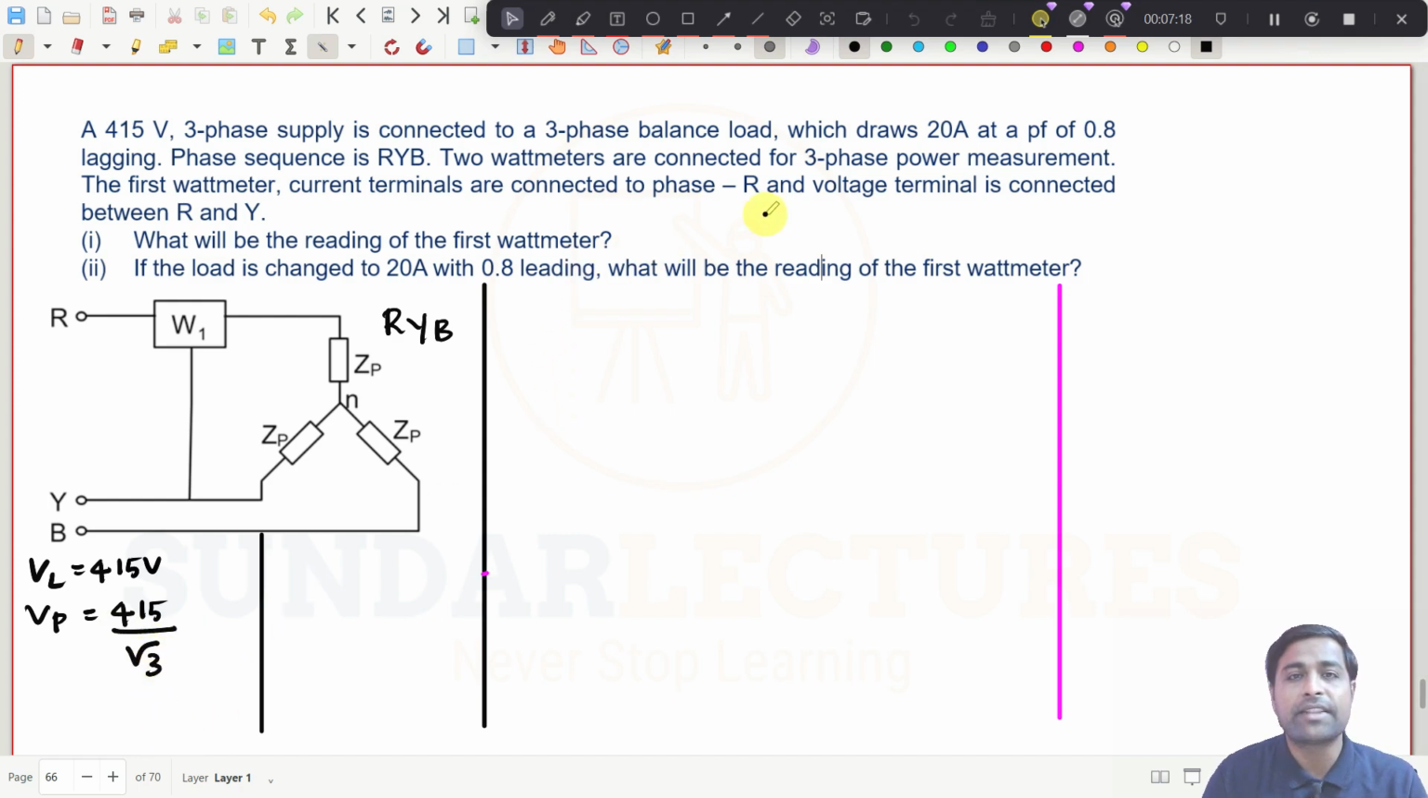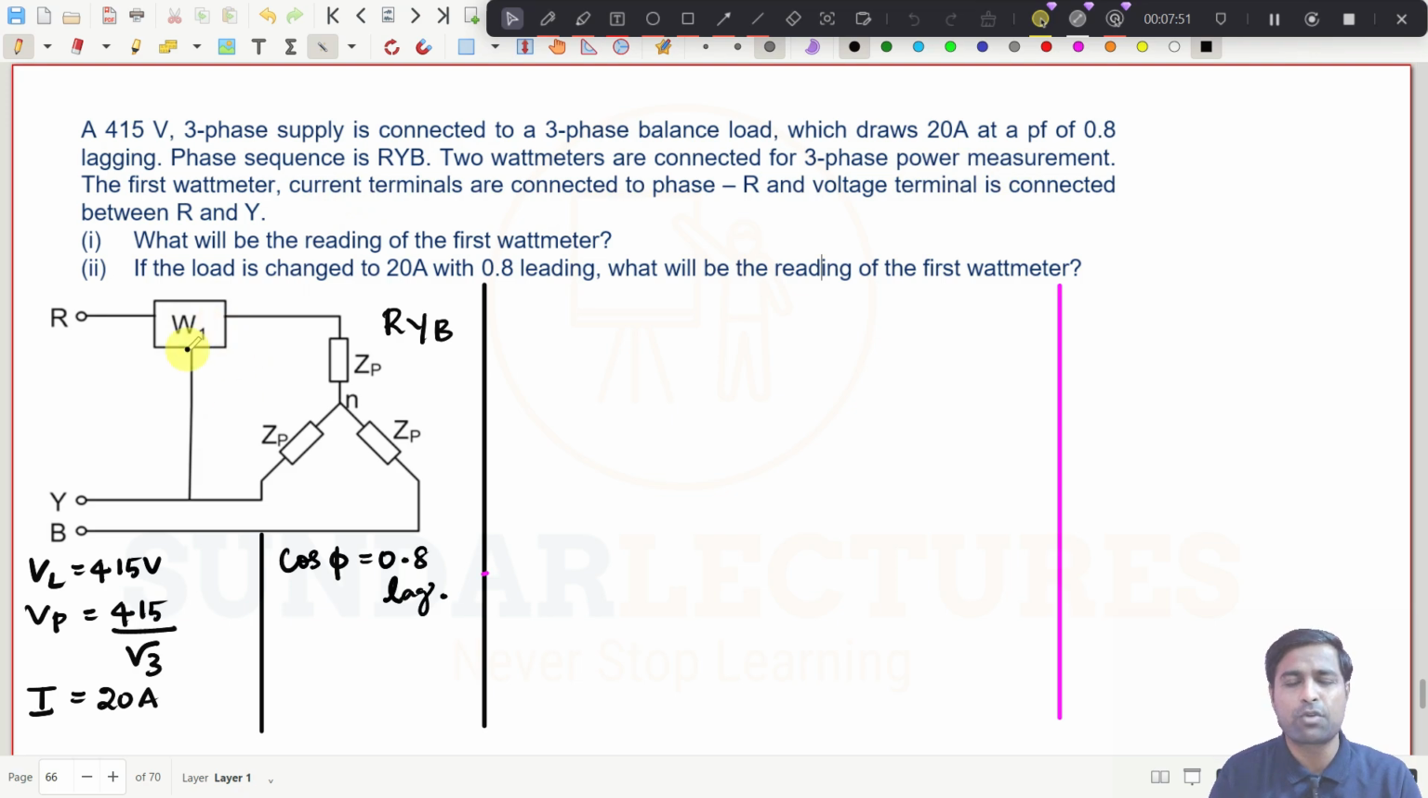And it draws 20 amperes current at a 0.8 power factor lagging. So I phase is equal to 20 amperes, and the power factor means they have given you cos phi equal to 0.8. This one they have given you as lagging. That is the question, right? The phase sequence is RYB, which I have written here as RYB. Two wattmeters are connected for three phase power measurement.